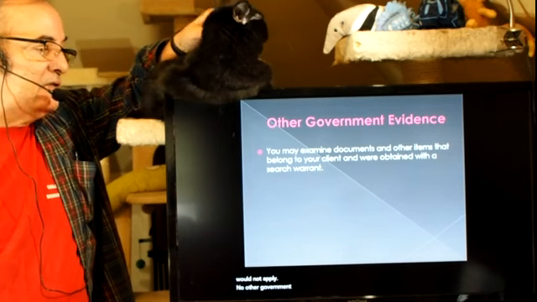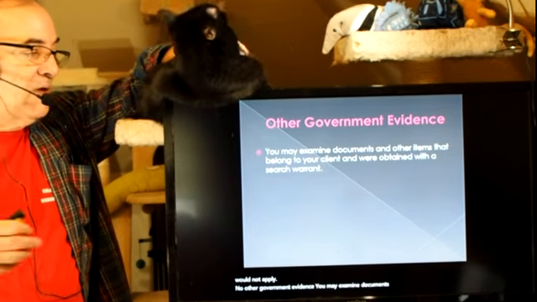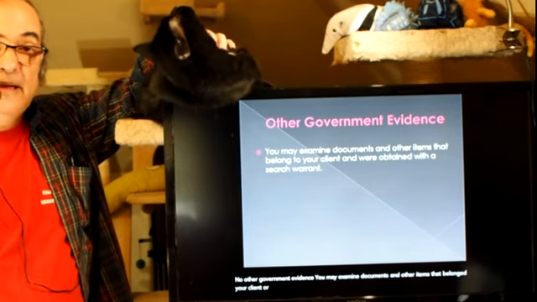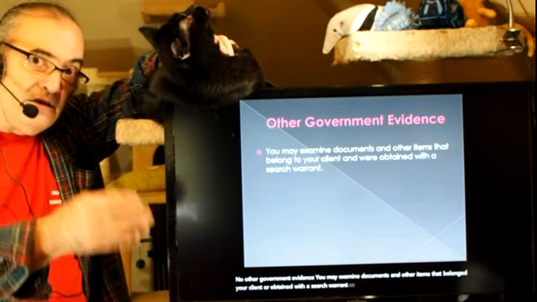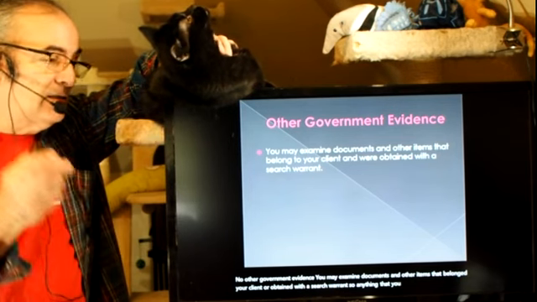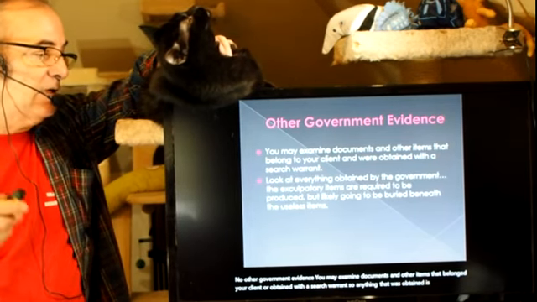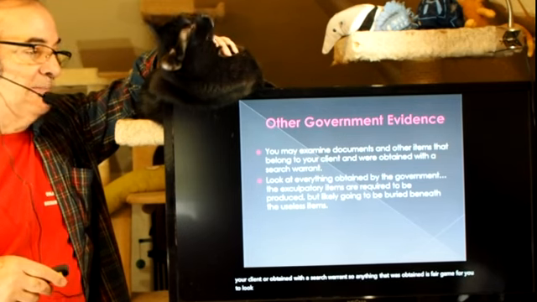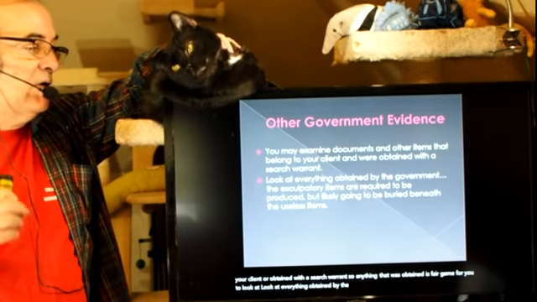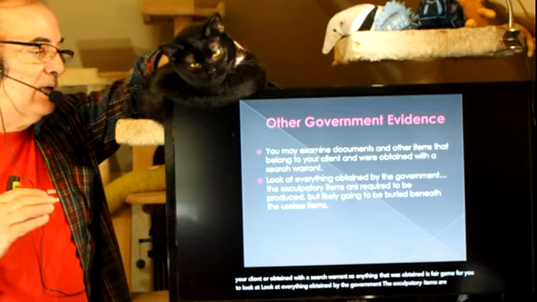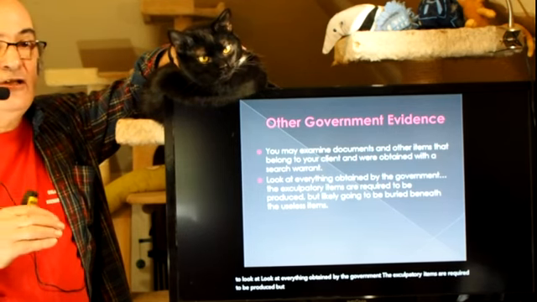You may examine documents and other items that belong to your client or were obtained with a search warrant. So anything that was obtained is fair game for you to look at. Look at everything obtained by the government. The exculpatory items are required to be produced, but are likely going to be buried beneath useless items.